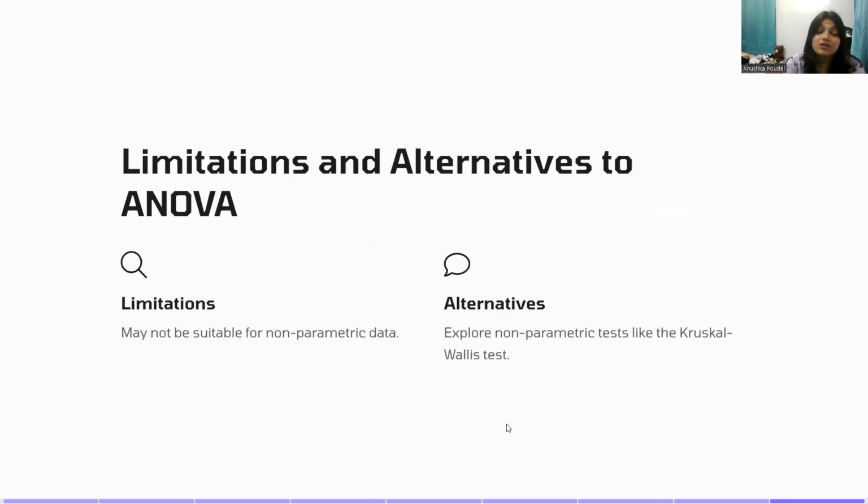Let's look at the limitations and alternatives to ANOVA. The limitation is that it may not be suitable for non-parametric data. The alternative is to explore non-parametric tests like the Kruskal-Wallis test. So here we discussed the limitations and alternatives of ANOVA.